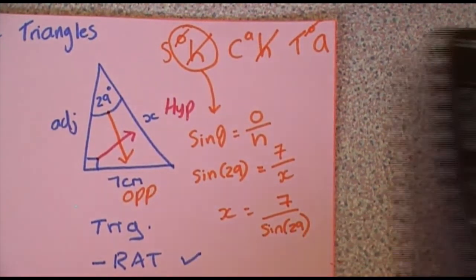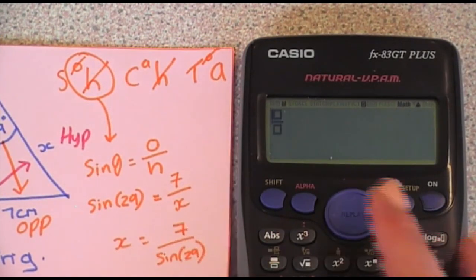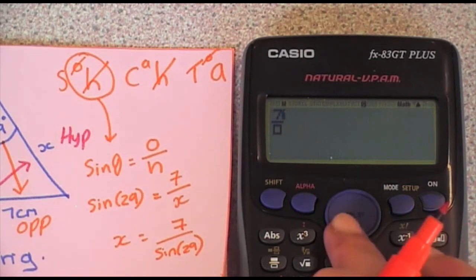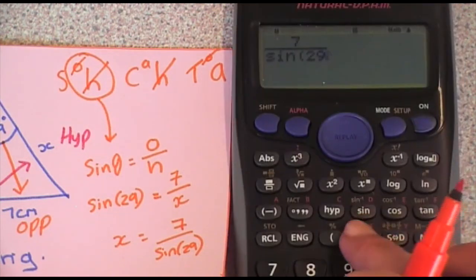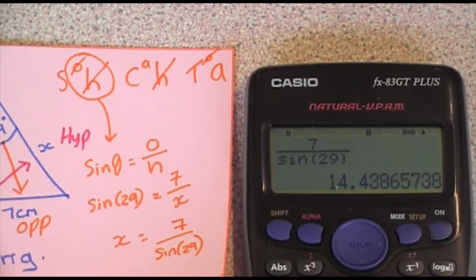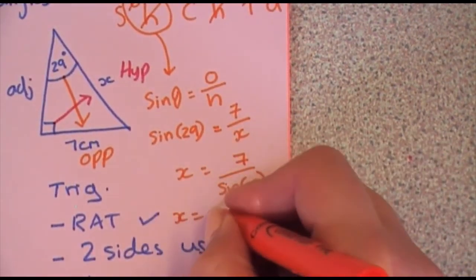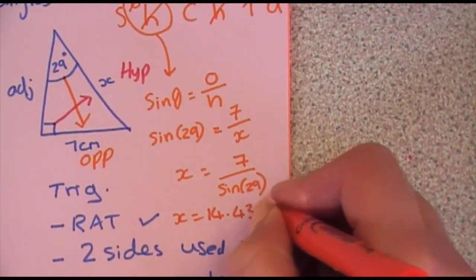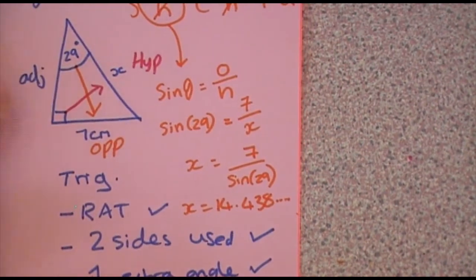29. I can then put that in my calculator. 7, or the quotient button, 7, press down to get underneath, sine 29. I'm not going to forget to close my bracket off using the bracket button. And then I'm going to press equals, and that's 14.438. So x equals 14.438. And that goes on to whatever degree of accuracy that you want. So that's just a quick run through of finding a length using trig, and I only did it really so you can look at the labelling of the angles.